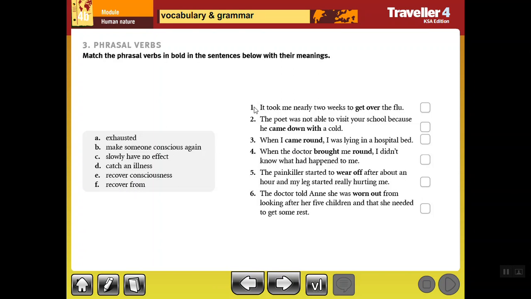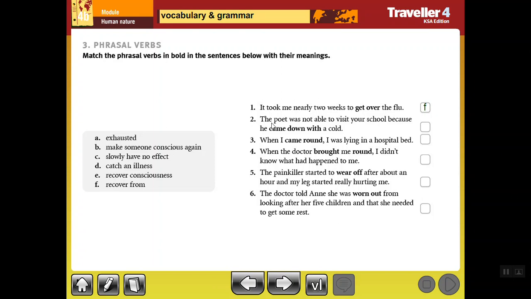We will see the sentences here. We have 6 sentences. The first one: It took me nearly 2 weeks to get over the flu. Get over the flu يعني يشفى، يتغلب على الإنفلونزا أو يتعافى. Get over the flu means, yes, that's it, F. Recover from the flu.